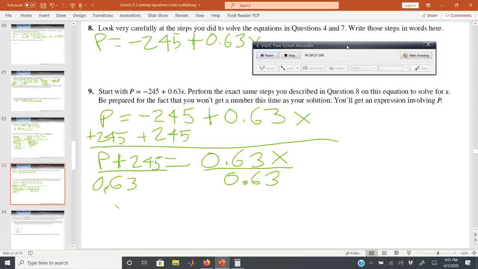So hopefully you'll see in a minute what we're getting at. Do the same thing, divide by 0.63. Divide this side by 0.63. And actually I have written an equation for the number of snow cones in terms of profit.